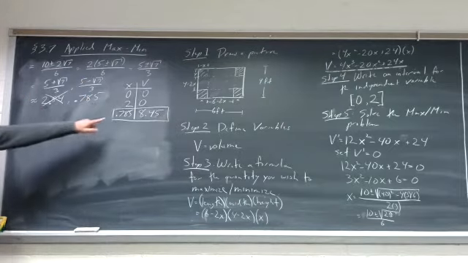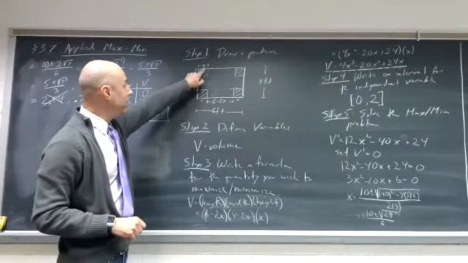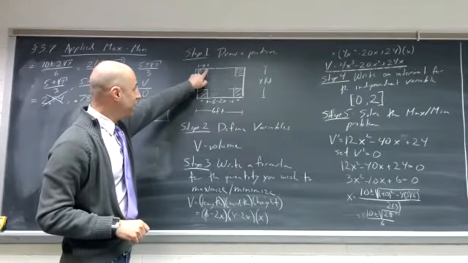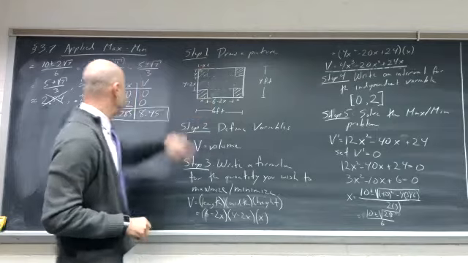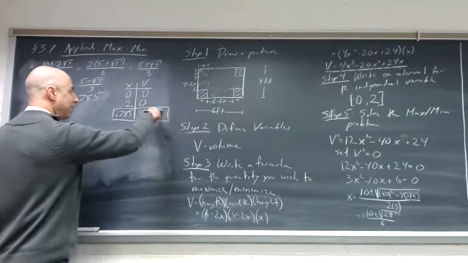And so this is our x. That's how big we're going to cut out. That square is going to be about 0.785 feet by 0.785 feet. And that gives us this volume.